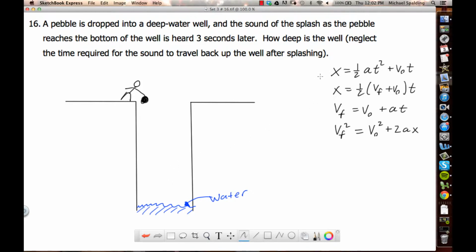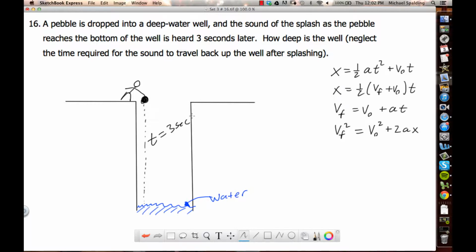And it says neglect the time required for the sound to travel back up. So basically, the 3 seconds is the time it takes for the pebble to reach the water. And that's a pretty long fall. If you're falling for 3 full seconds, 1 1,000, 2 1,000, 3 1,000, that's a pretty far fall, you know. Okay, so the time of the fall, t equals 3 seconds.